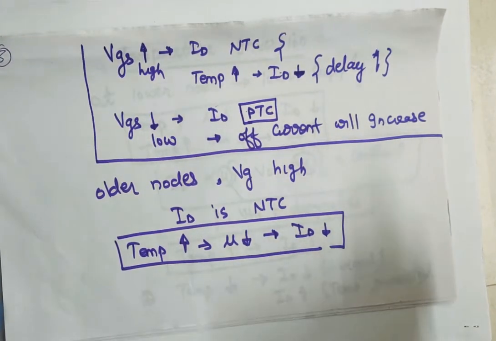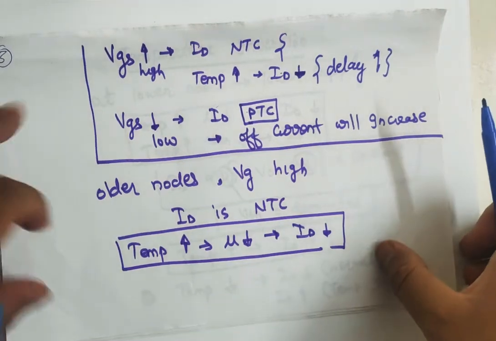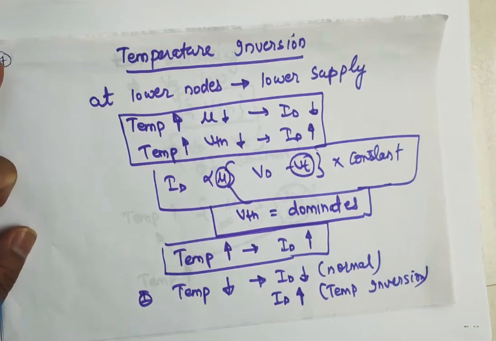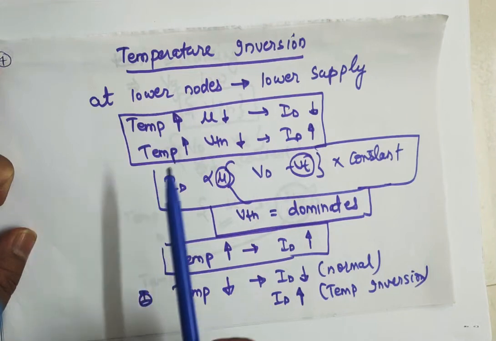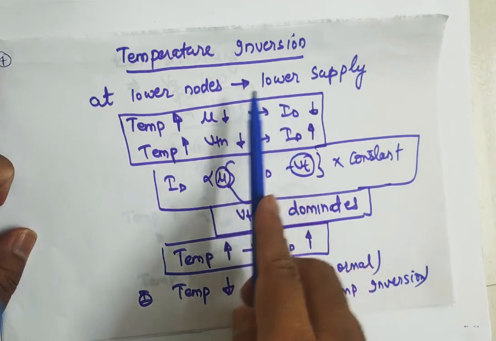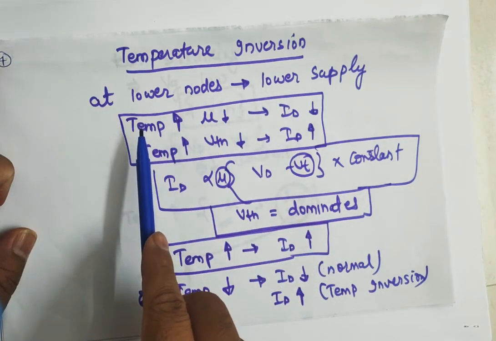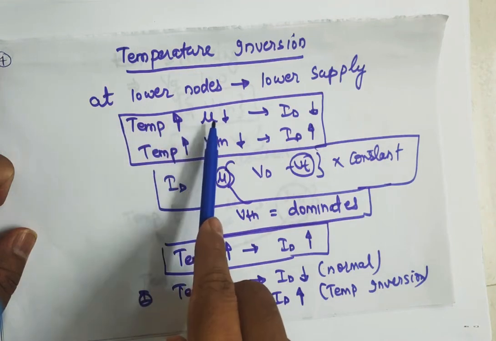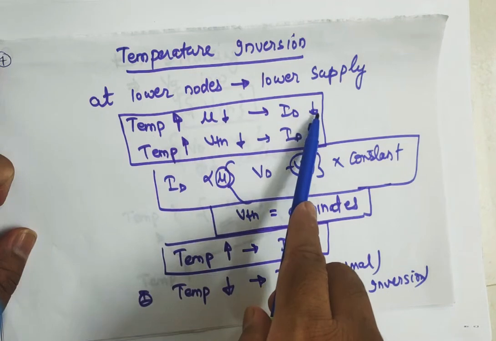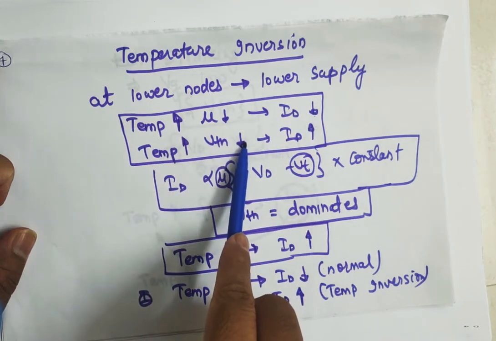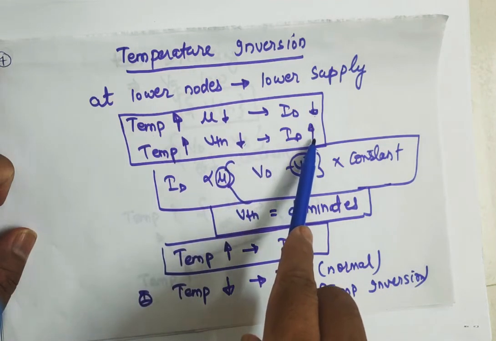So now we are pretty much ready to understand what a temperature inversion is. This temperature inversion is mainly seen in the lower technology nodes. In the lower technology nodes, our supply is less, as we are saying, your gate voltage used to be less. So if we again recall the dependence of current on temperature: as temperature increases, mobility decreases and your current decreases. As temperature increases, your threshold voltage decreases and your current increases.